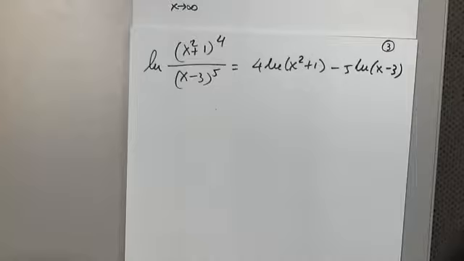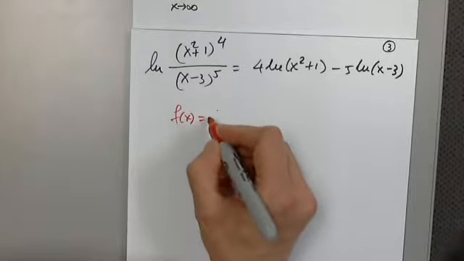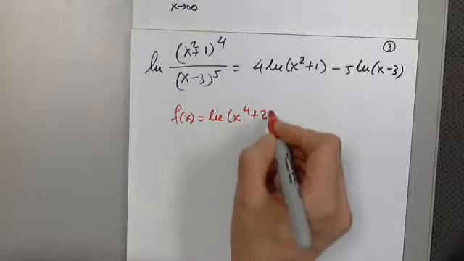I think after differentiating it and filling out the table. That was the difficult part? Okay, let's do it together then. So we have f of x equals natural log of x to the 4th plus 27.